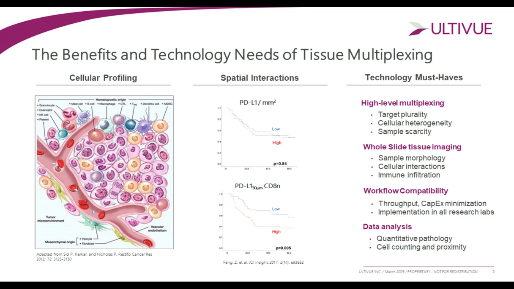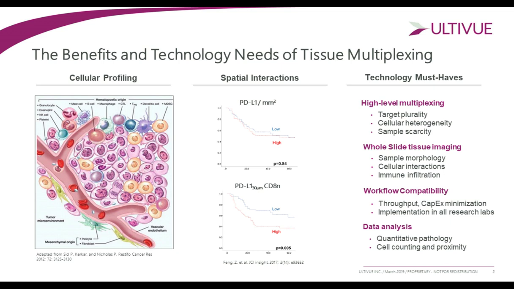You also want a type of platform that takes into account the fact that samples are becoming more and more scarce and samples are becoming smaller and smaller. So ideally, you'd like to have a platform that allows you to actually use that single sample for other downstream assays and get as much information out of that single slide as you possibly can.